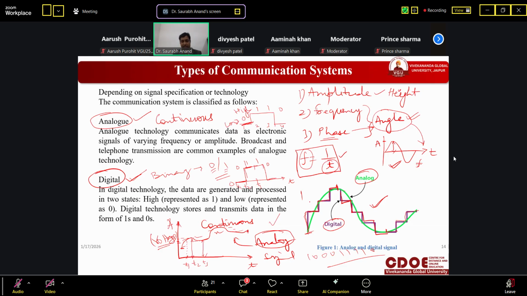So it will be 1, 1, 1. Now at this point it is decreased, 0. Again decrease, 0. Again decrease, 0. Then 1. Done. And if it is continuously increasing, it will be okay. So depending upon the increment or decrement, we can draw its respective digital signal in form of 0 and 1.